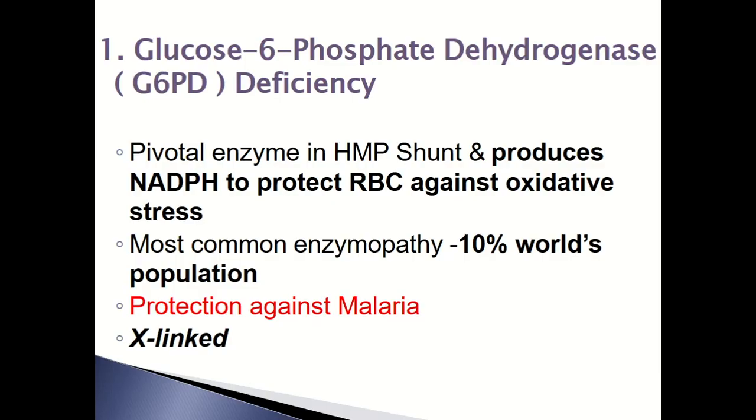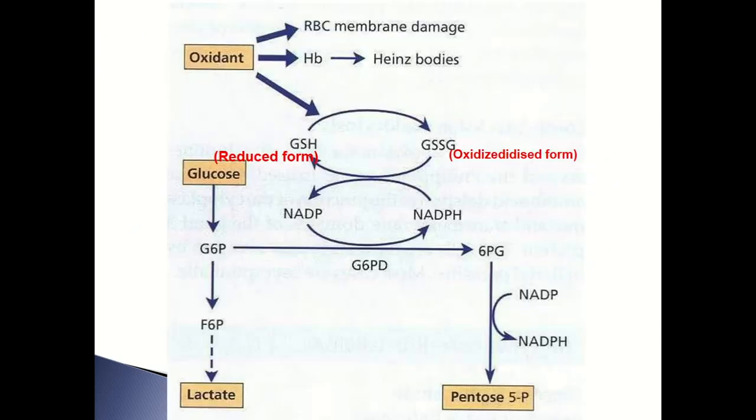So next topic is G6PD deficiency. It is a very important enzyme in the HMP shunt. Usually NADPH is useful for protection against oxidative stress or damage. These enzymopathies are common, in 10% of the world population. This offers protection against malaria, and it is an X-linked disorder.